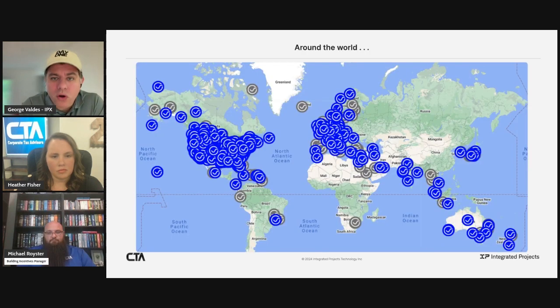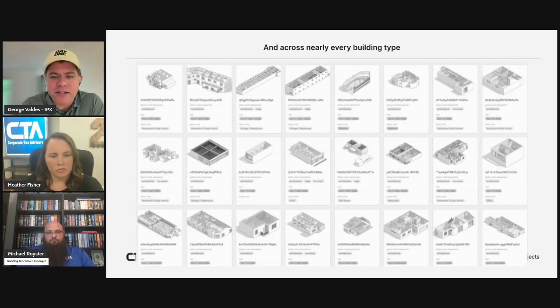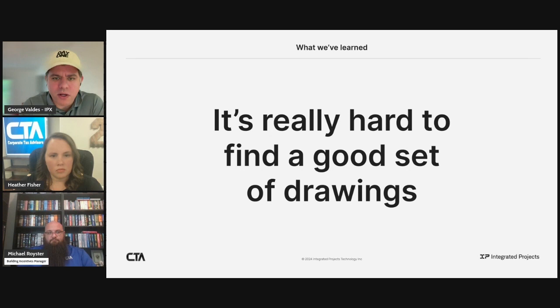We also do it around the world, right? We're not limited by geography, though our conversation today is very US-centric. Cost segregation, at least in the domain that we're talking about, the cost seg survey, is a very US-centric tax benefit. Our reach as a company is actually very broad. We do this at any size, from the smallest spaces to super large spaces, and across nearly every building type, which, once we start talking more about cost seg, you'll see the benefit of as well.